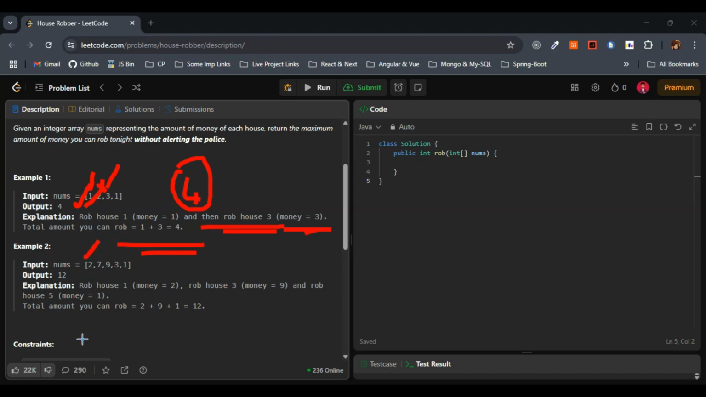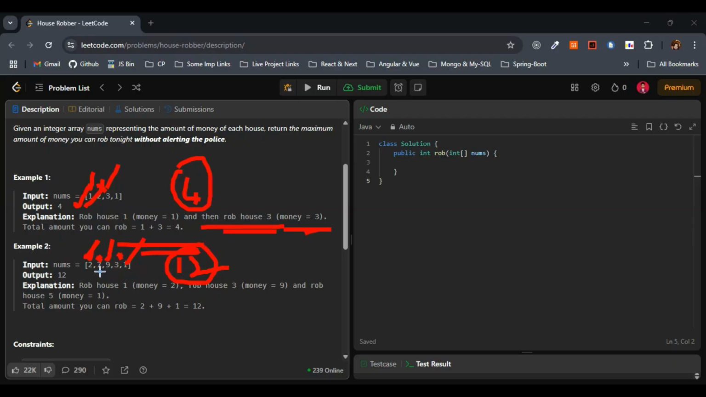So let's come to the second example here. In this case, let's rob the first house, 2. Then ignore the second house, rob the third house, ignore the fourth house, and rob the fifth house. In this case 7, 9 plus 2 is 11, 11 plus 1, finally 12. So 12 is what we have to return.